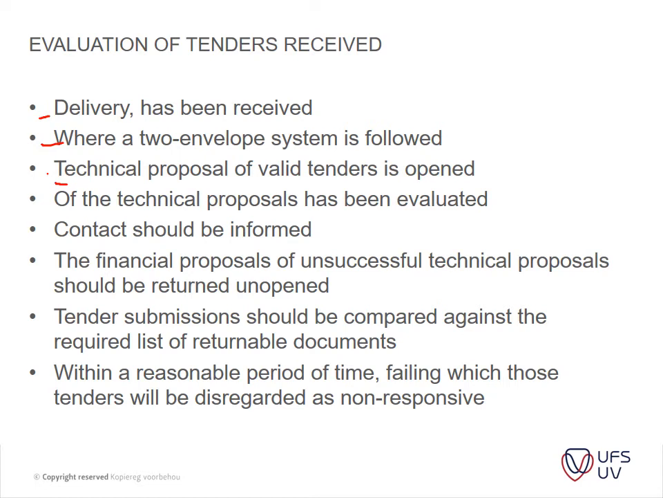Okay, then contractors should be informed. So whoever goes through to the second round is usually informed that they're going through to the second round. Then the financial proposals of unsuccessful technical proposals should be returned unopened. So if they fell out of the first round of evaluations, the still sealed envelope is sent back to the contractor. Tender submissions should be compared against the required list of returnable documents.